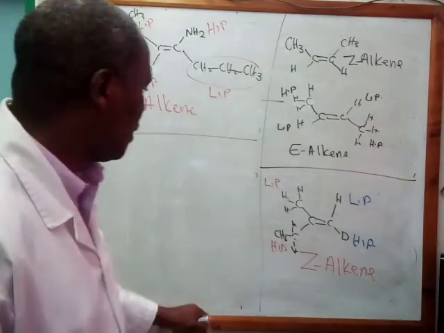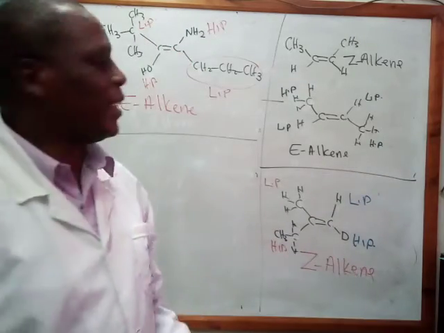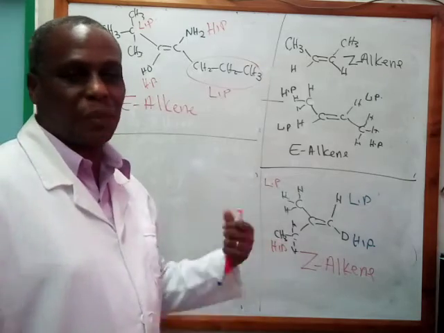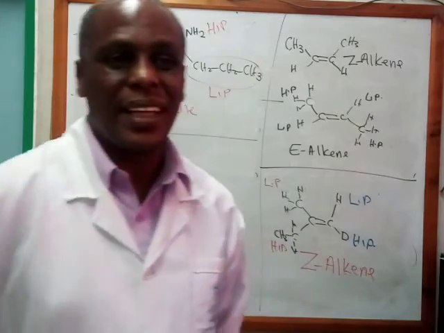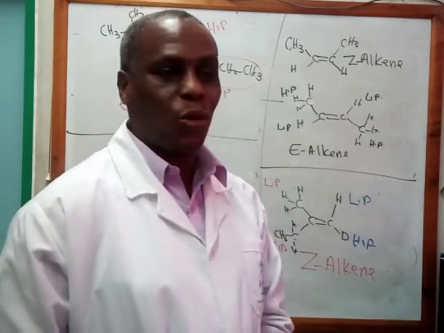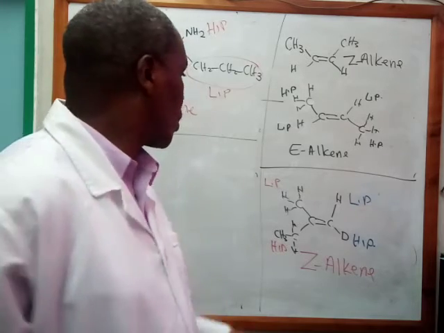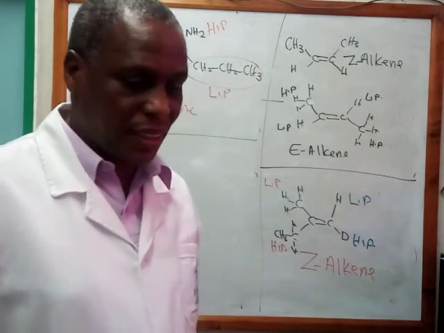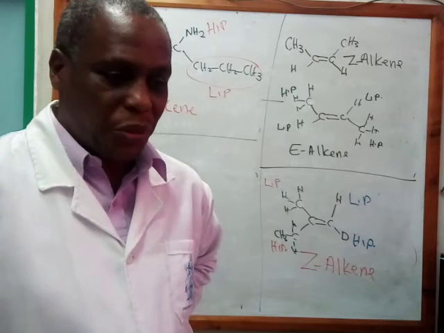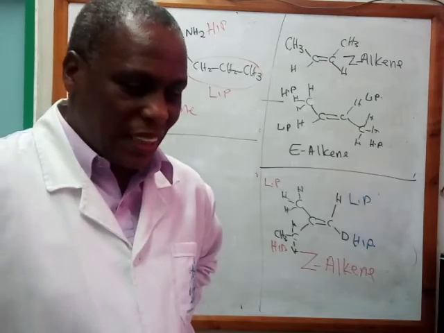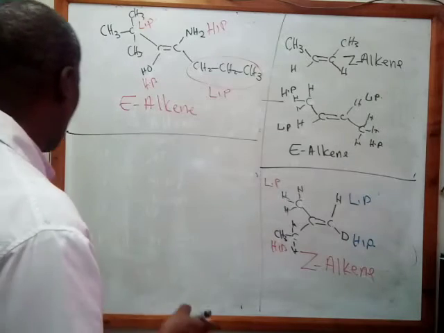It's just that simple. Two high priority groups on opposite sides, E alkene. Two high priority groups on the same side, Z alkene. Now, this naming of the E and the Z applies to all what? No, I can't say it applies to all alkenes, because there are exceptions. Let me show the exceptions before we take a break.